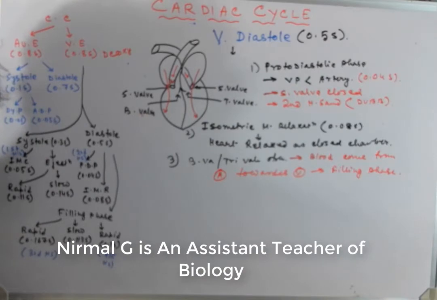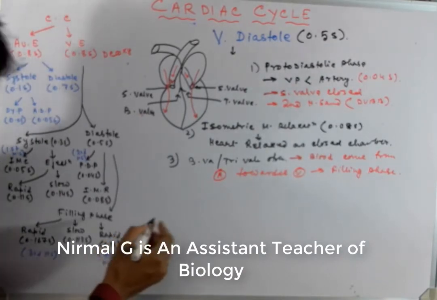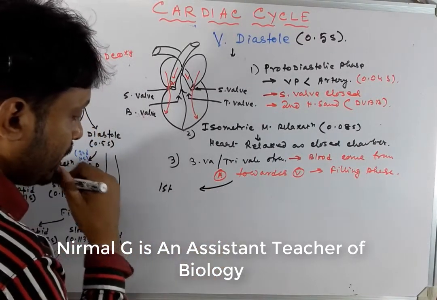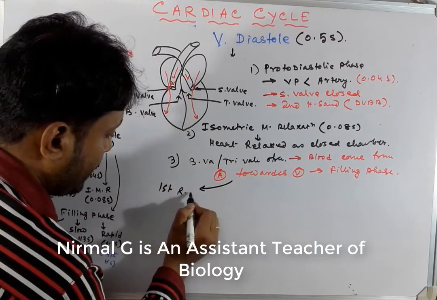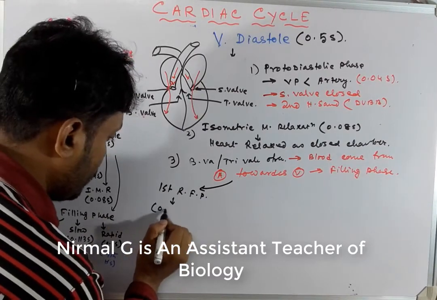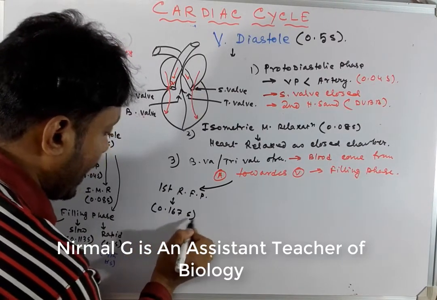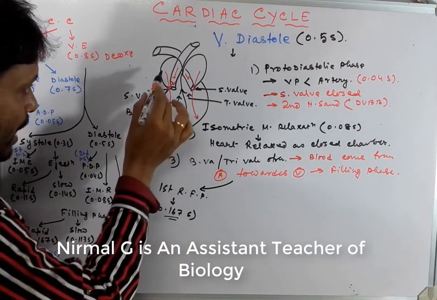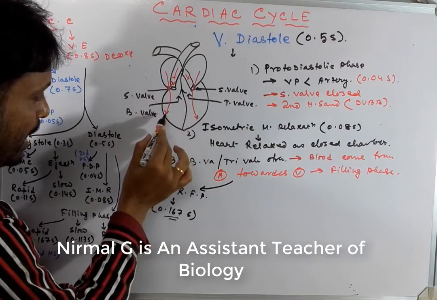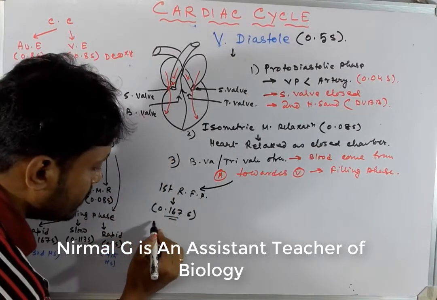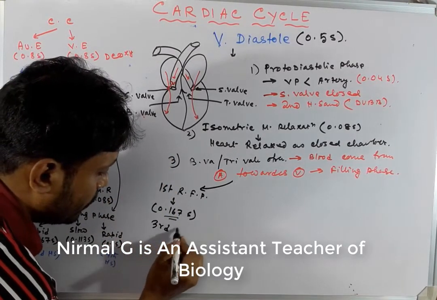The blood is filled into the ventricle, and the filling phase can be divided into three phases. One is the first rapid filling phase, which takes 0.167 second. During this time, blood comes from the auricle towards the ventricle and hits the ventricular wall, and this makes a sound called the third heart sound.